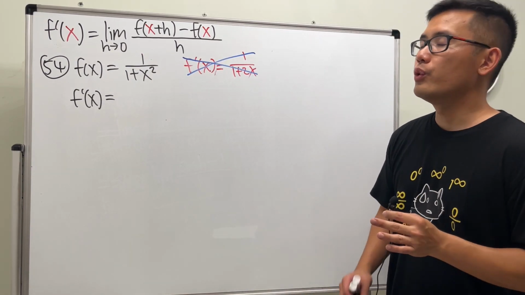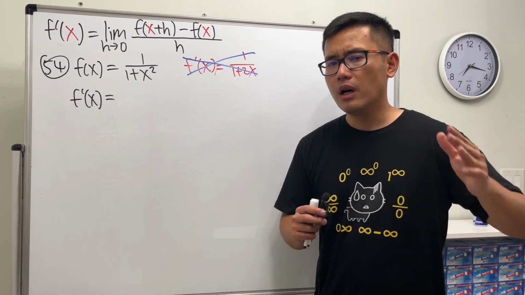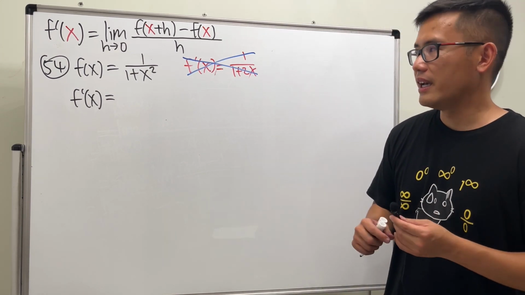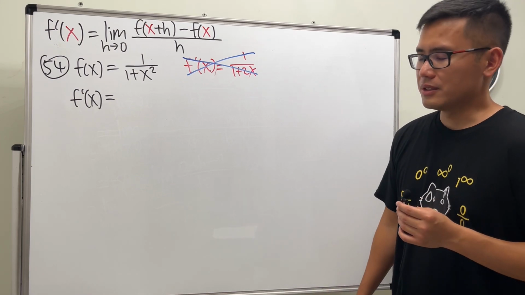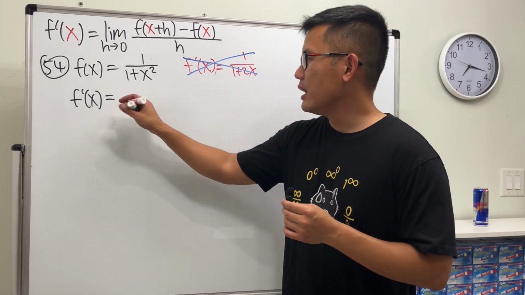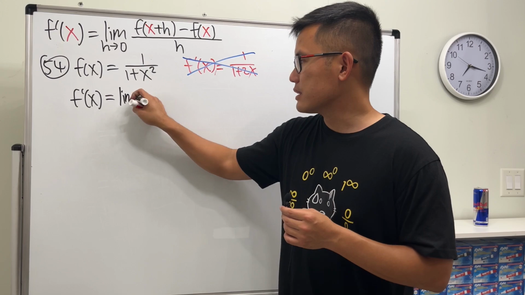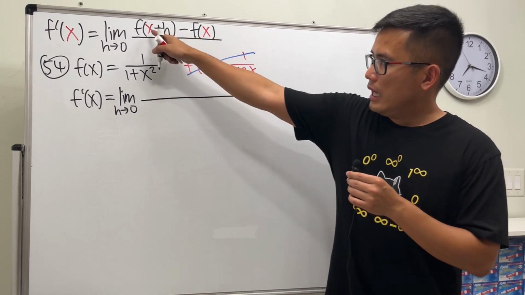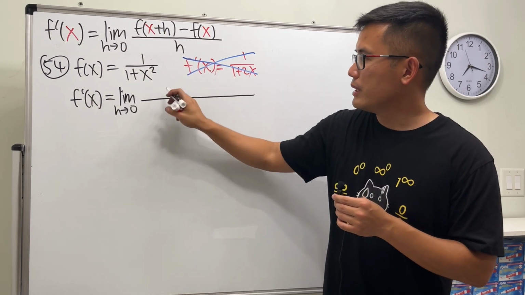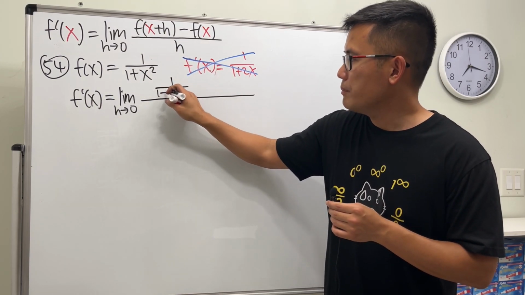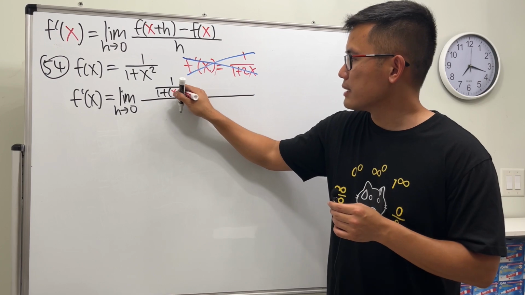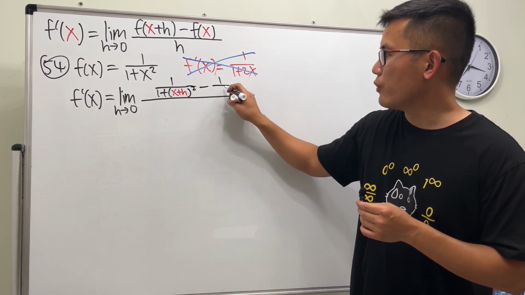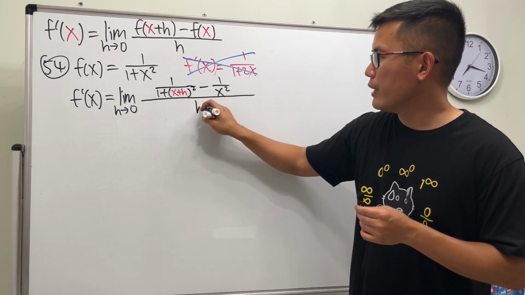I will show you we can actually use the power rule along with something called the chain rule, and then we can still formulate the so-called easy way to do this kind of question. But let's do the definition of the derivative first. The limit as h approaching 0, f of x plus h. So we put that here, 1 over 1 plus parentheses x plus h, and then we square that, and then minus 1 over x squared, and all over h.